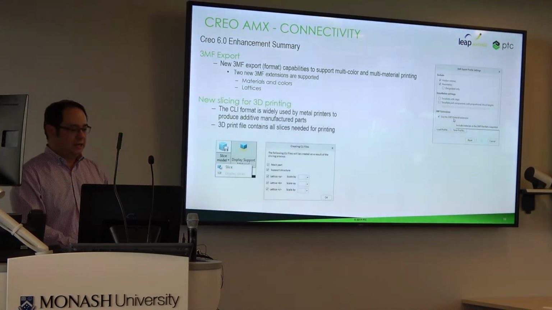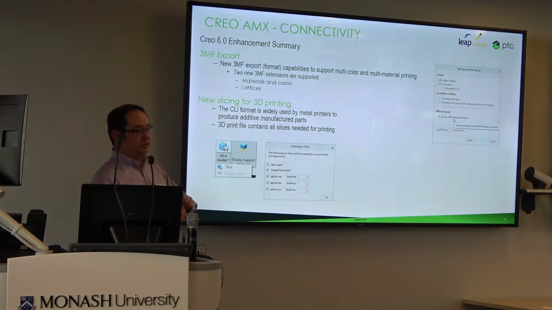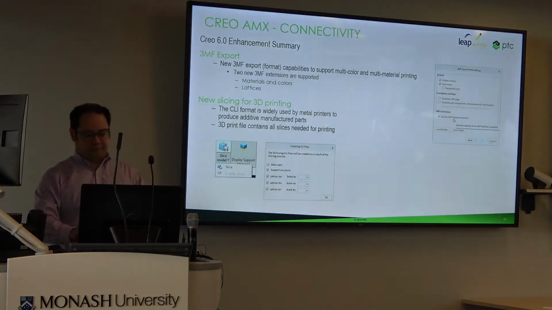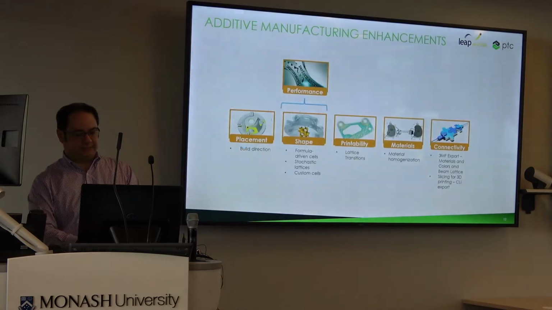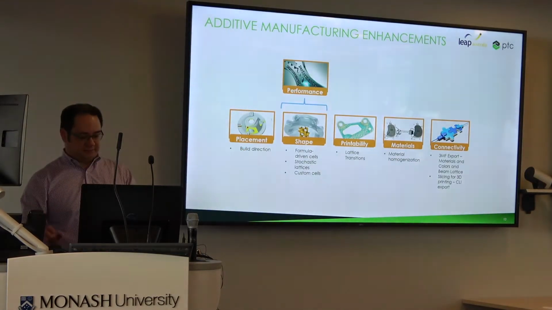Also a new CLI format, which is widely used by metal printers. They like to send off a slice to the printer, have it process that, and then send off another slice later on. So more support there on the metal printing side. So that's a little bit of a look at some of the enhancements in the additive side.